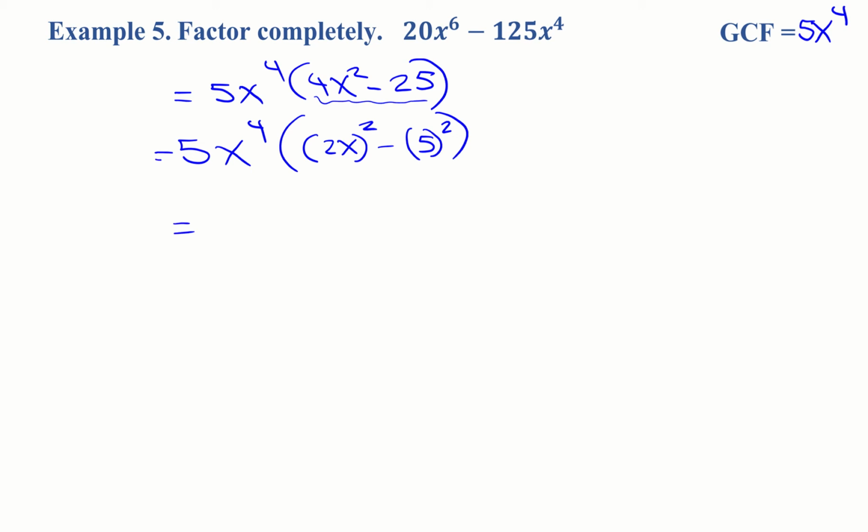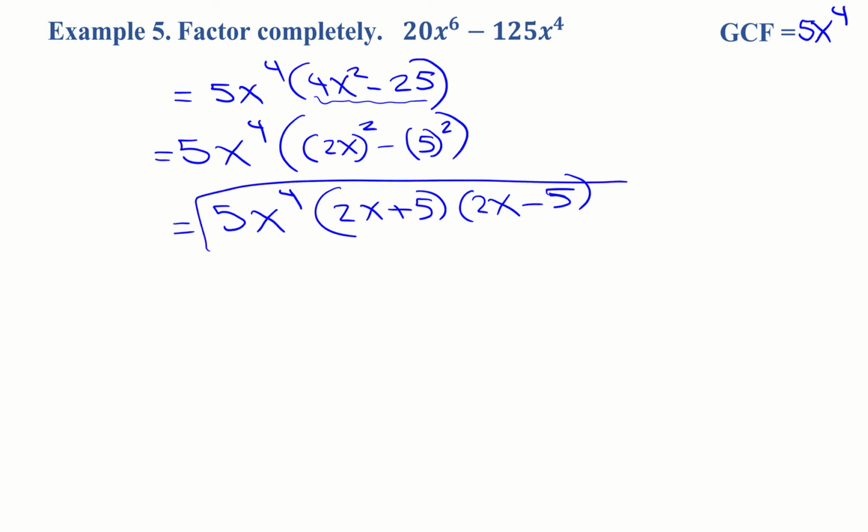So we end up with 5x to the 4 times 2x plus 5 times 2x minus 5, like so. All right, and we go ahead and wrap it up for that problem. So just always remember, take out the GCF if it's anything other than 1.